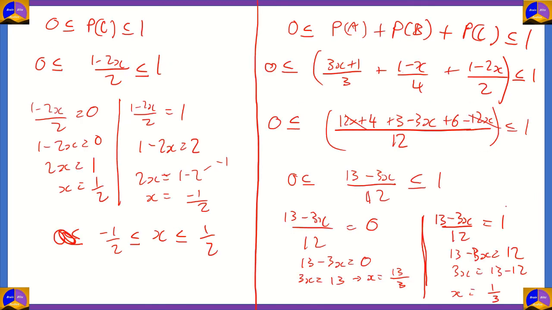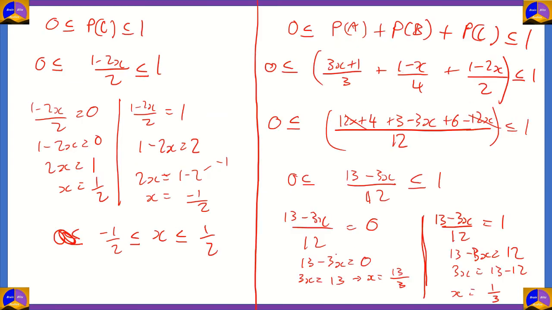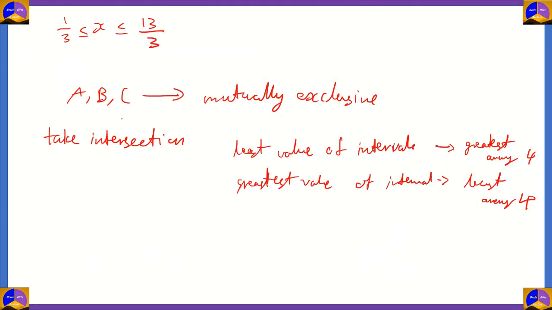So to choose the value on the left for the intersection, you need to take the greatest value for that. If you take A, it's minus 1 by 3. If you take B, it's minus 3, that's even less. If you take C, it's minus 1 by 2, still lesser. But if you take 1 by 3, then you can find out that the interval will have the least value of the interval as 1 by 3. So 1 by 3 less than or equal to x less than or equal to.